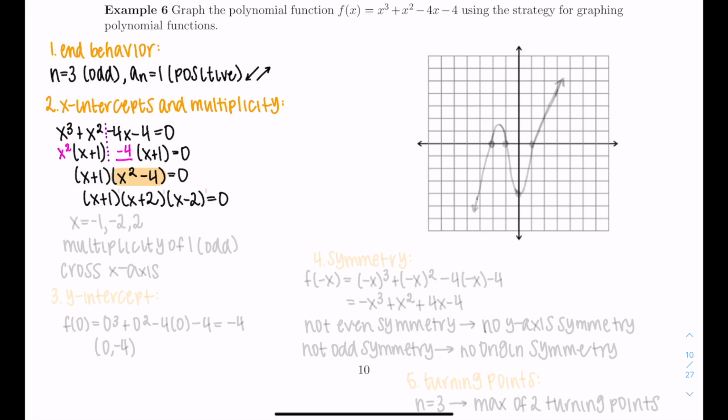And so our zeros are going to be x equals negative 1, negative 2, and 2. And all 3 of these have a multiplicity of 1. Which is odd. And so that means it's going to cross the x-axis.